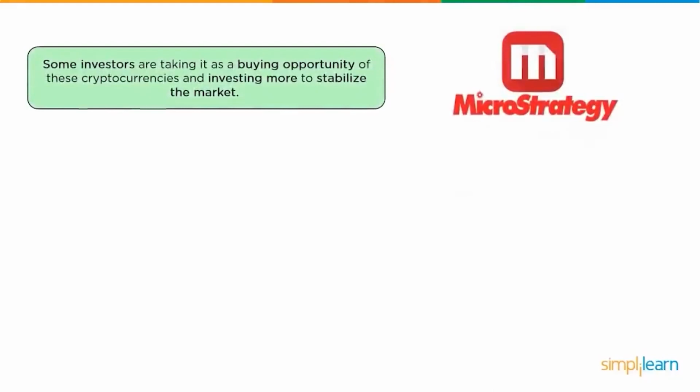Despite their dramatic downturns, these cryptocurrencies have consistently recovered from their downtime. People in the crypto market systems have termed this decline as a short-term correction. Long-term investors like MicroStrategy call this crash a buying opportunity of these cryptocurrencies, and are investing more to stabilize them.